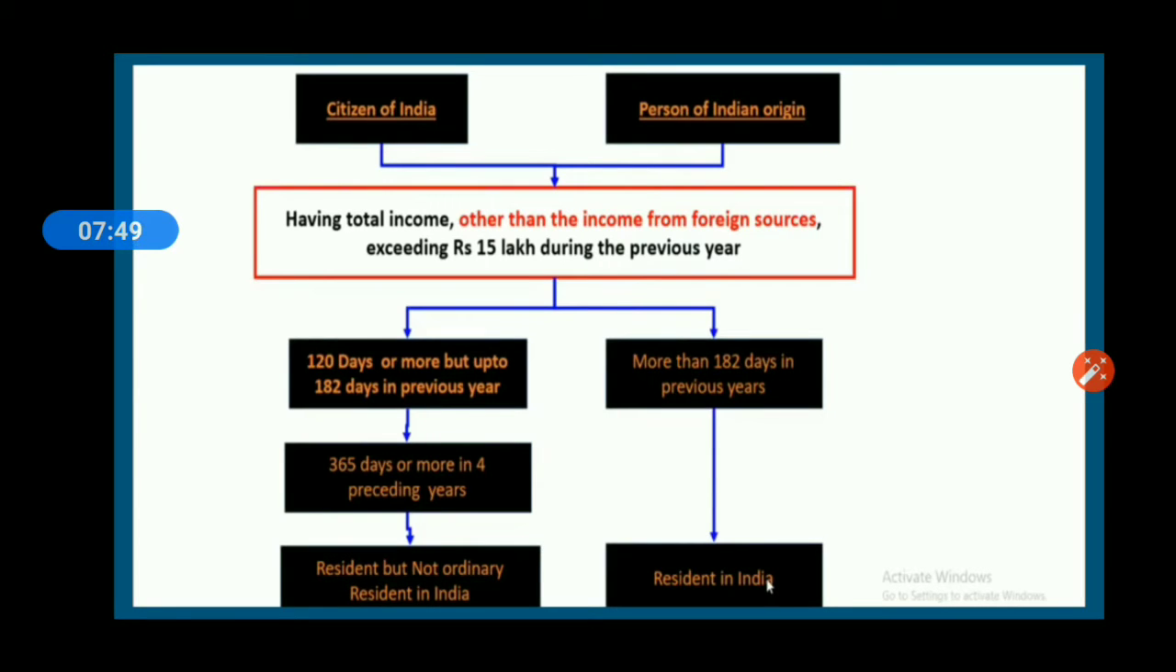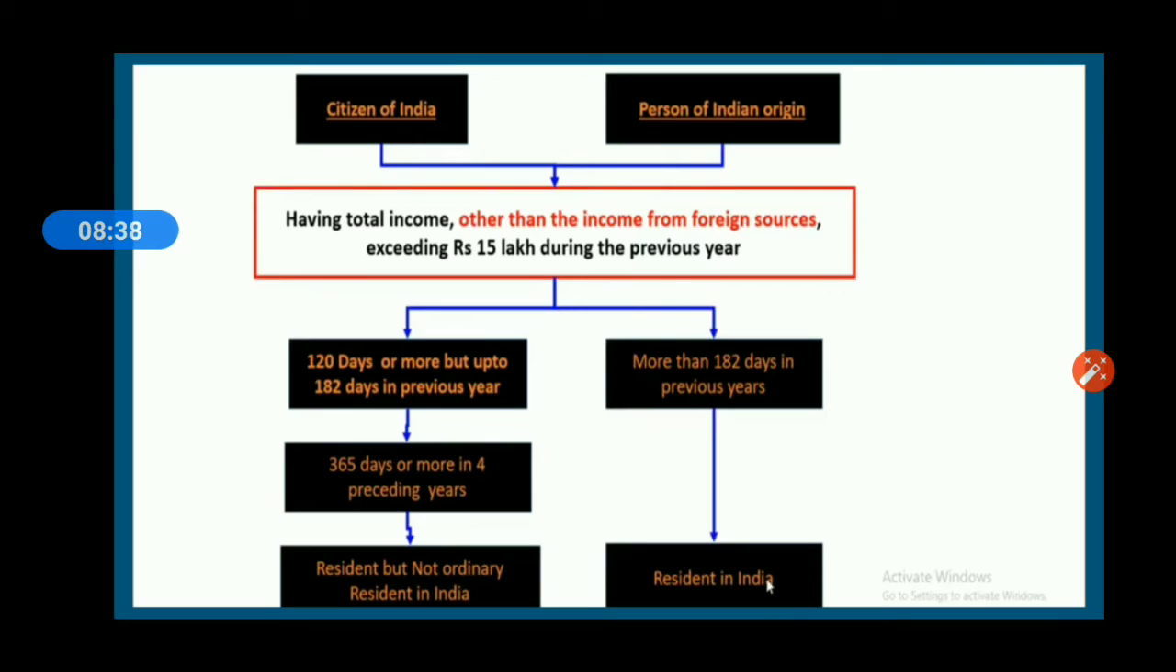There is also a change in residential status, that is section 6, where a citizen of India or a person of Indian origin whose total income other than foreign sources exceeds 15 lakh rupees during the previous year is resident but not ordinary resident only if he stays in India for 120 days or more but less than 182 days, and he has to satisfy one more condition, that is he has to stay for 365 days or more in the preceding 4 years. Then he will be considered as resident but not ordinary resident. But if he has stayed more than 182 days in India, then he is considered to be resident in India.